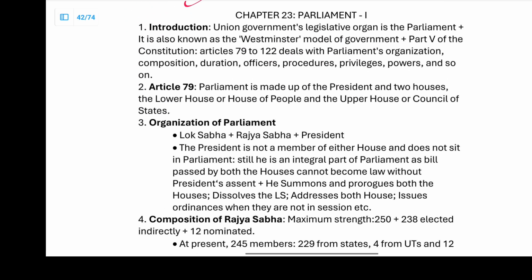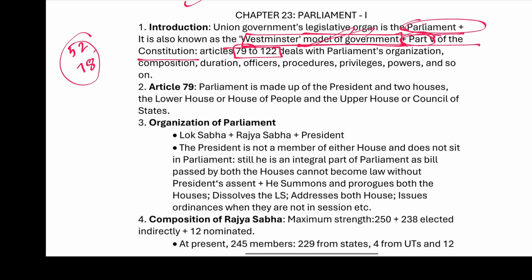Now we are looking into the Parliament. The Union government's legislative organ is the Parliament, and it is also known as the Westminster model of government. Part 5 of the Constitution covers Articles 79 to 122. Articles 52 to 78 deal with the Union executive.